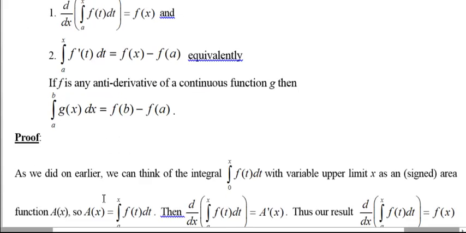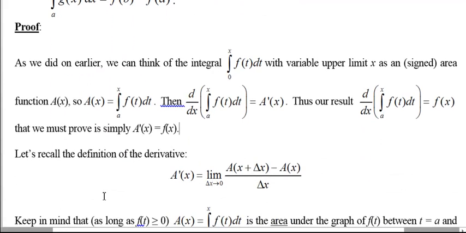So what we can do to start with is think of the integral with a variable upper limit x. We can think of it as a signed area function A of x. So A of x is the integral from a to x of f of t dt. Then the derivative of that is going to be A prime of x. So our result, that the derivative of this integral is f of x. In other words, we're trying to prove that the derivative of this area function is f of x, and I should say probably a signed area.